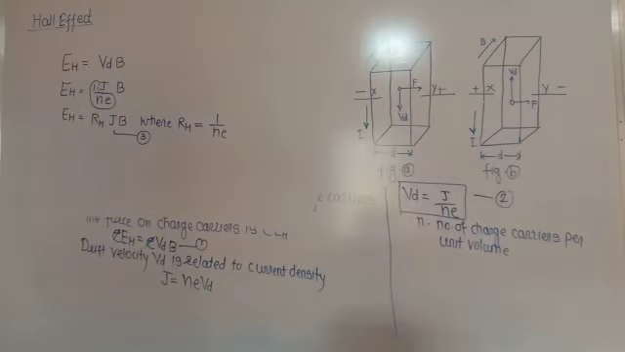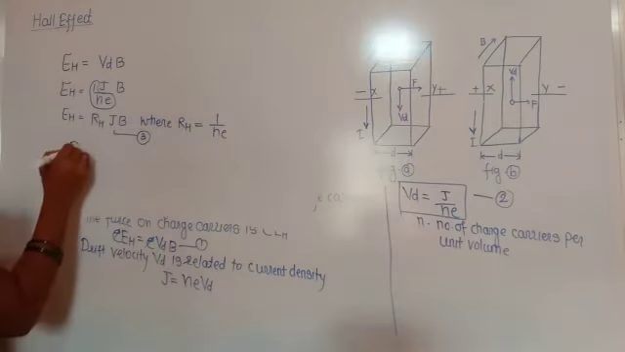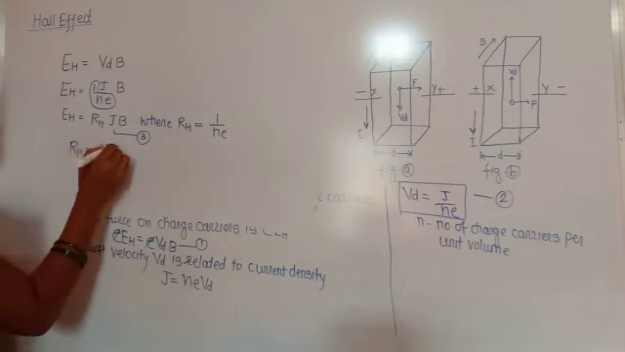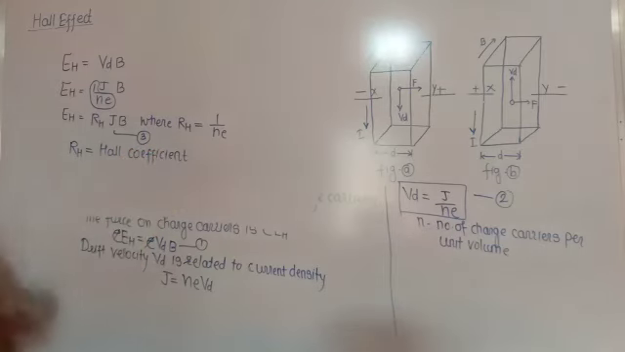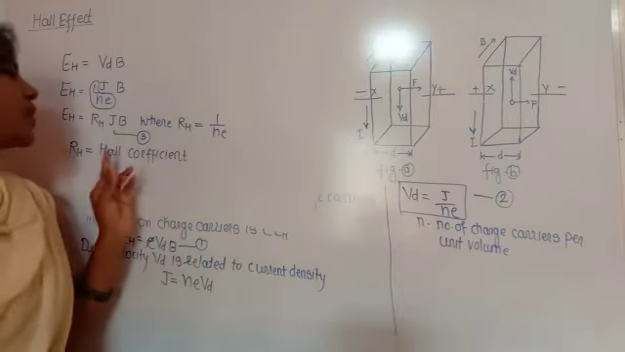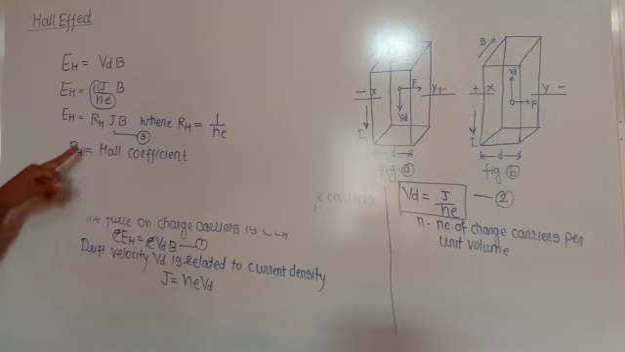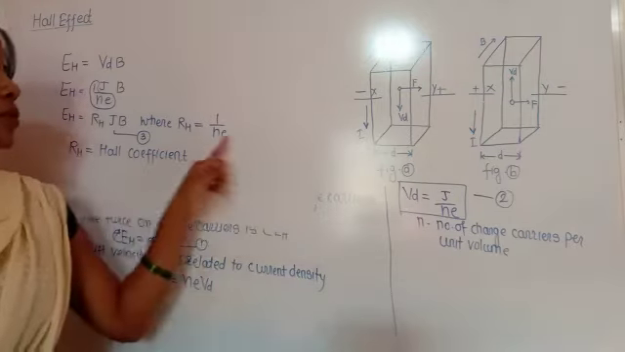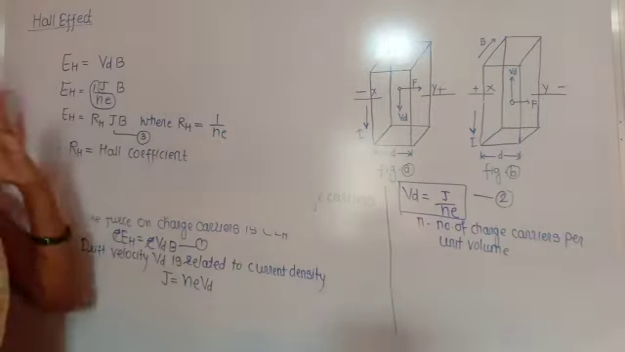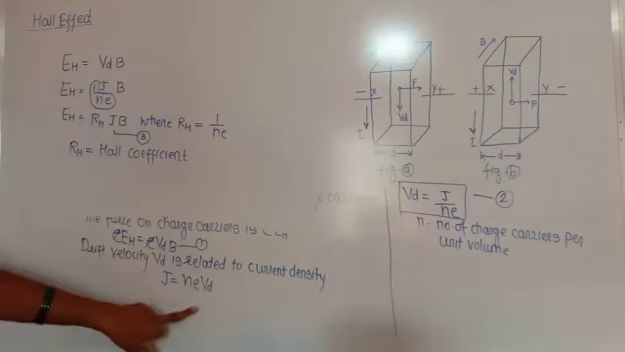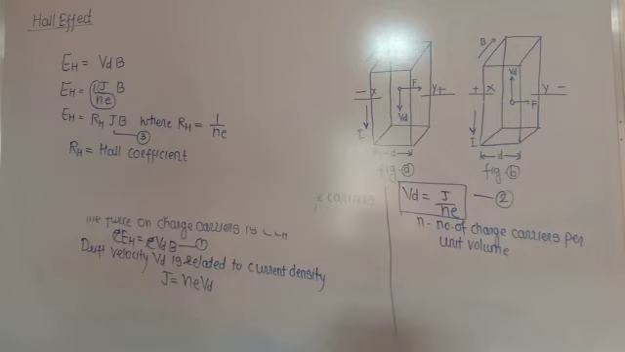This RH, R suffix H, is nothing but the Hall coefficient. So by using these formulas we can calculate the Hall coefficient. RH is nothing but 1 by NE. N is the number of charge carriers per unit volume. E is the charge on electrons. The density of the charge carriers can be calculated, that is, J is equal to NEVd. However, the experimentally observed quantities are the Hall voltage and the current I through the sample.